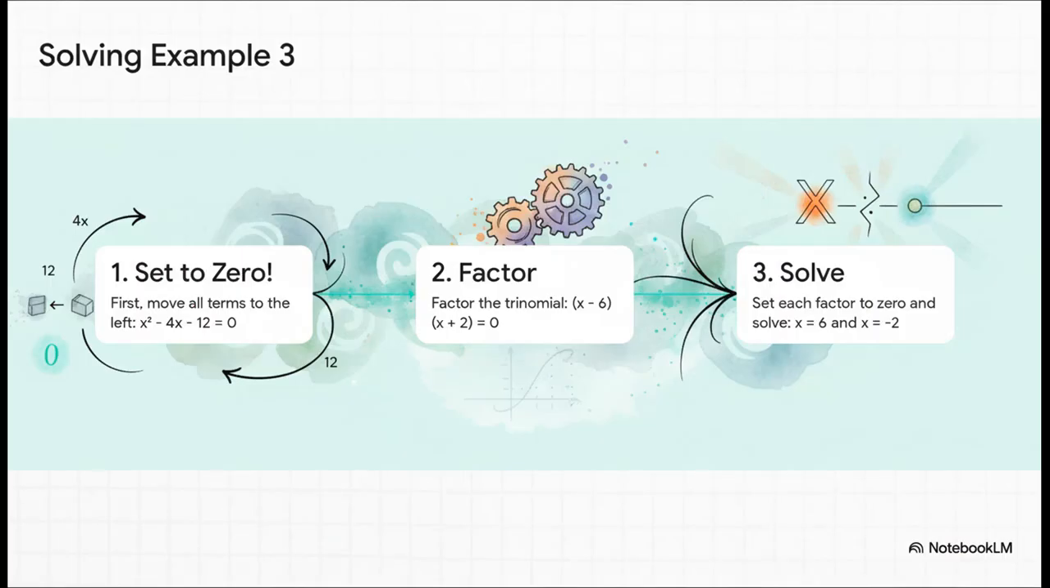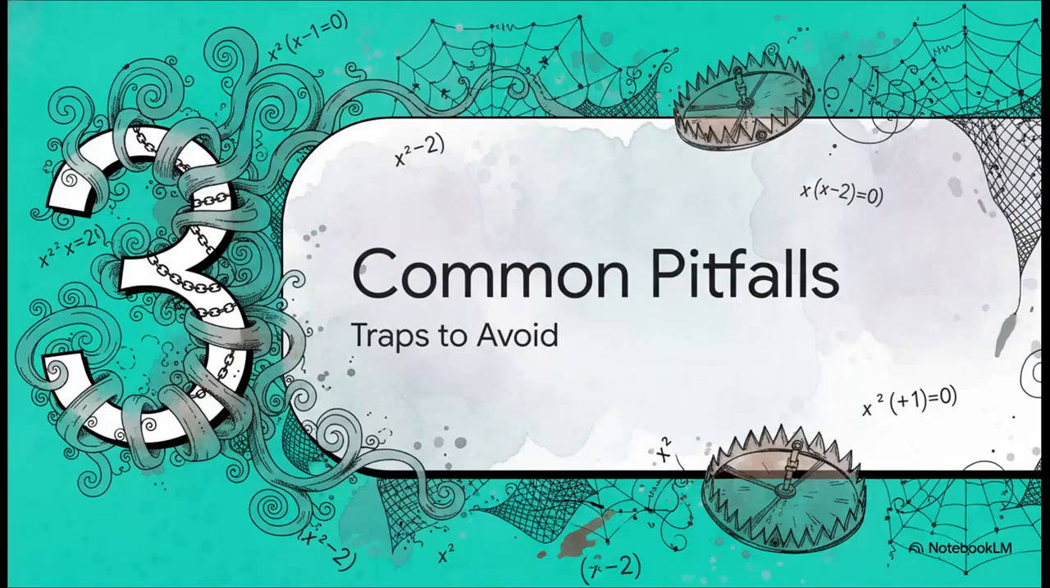So the crucial, absolute number 1 most important thing is step 1. We can't do anything until we move that 4x and that 12 over to the left side. We have to set it equal to 0. Once we do that, it's just like the other problems. We factor it down to x minus 6 times x plus 2, split them up, and solve. Our solutions? x equals 6 and x equals -2. Problem solved.